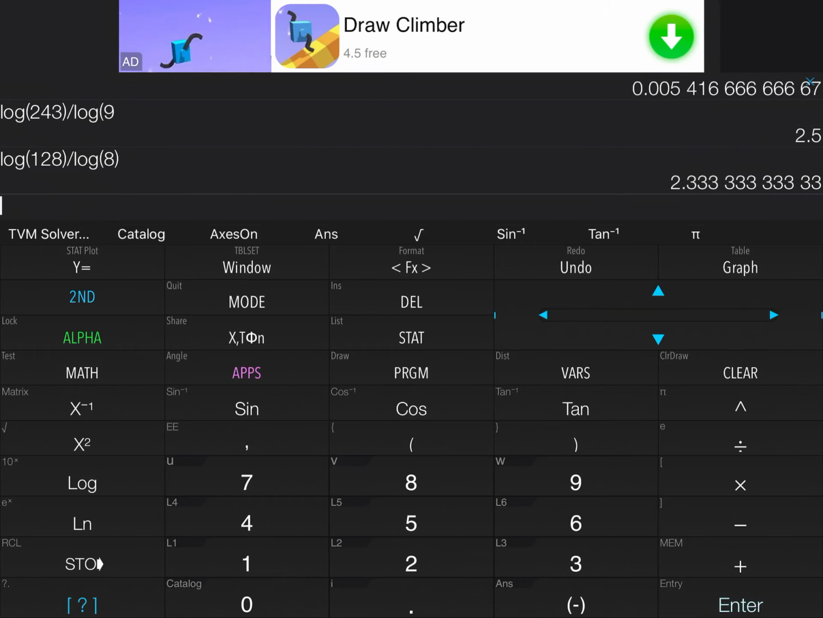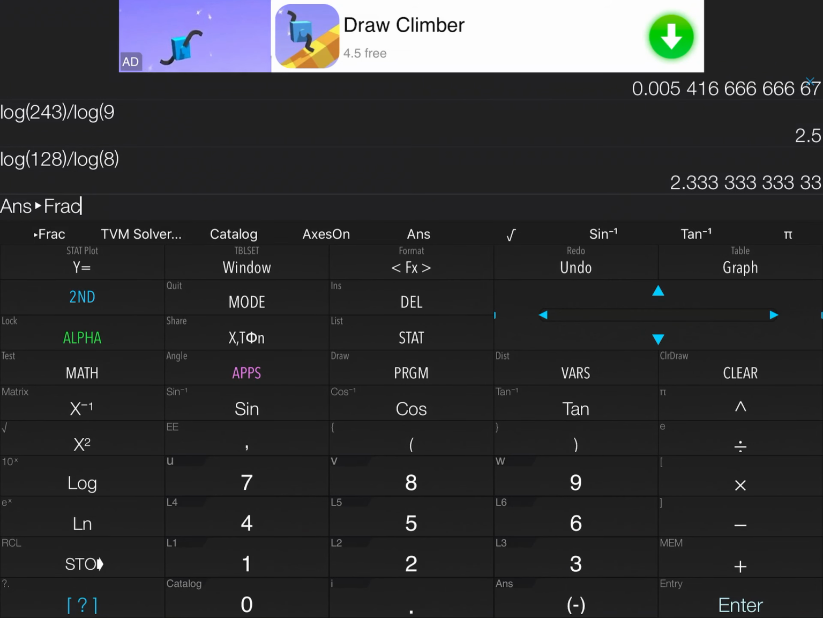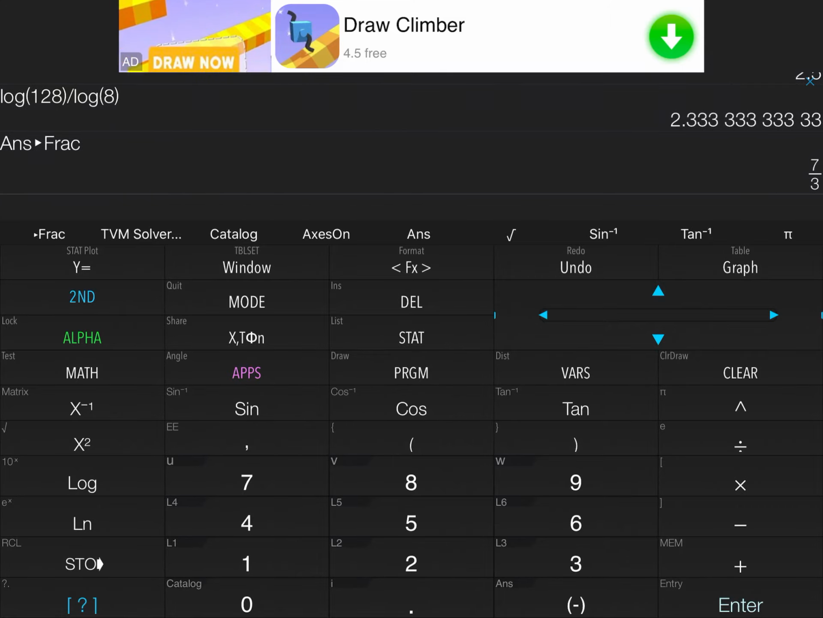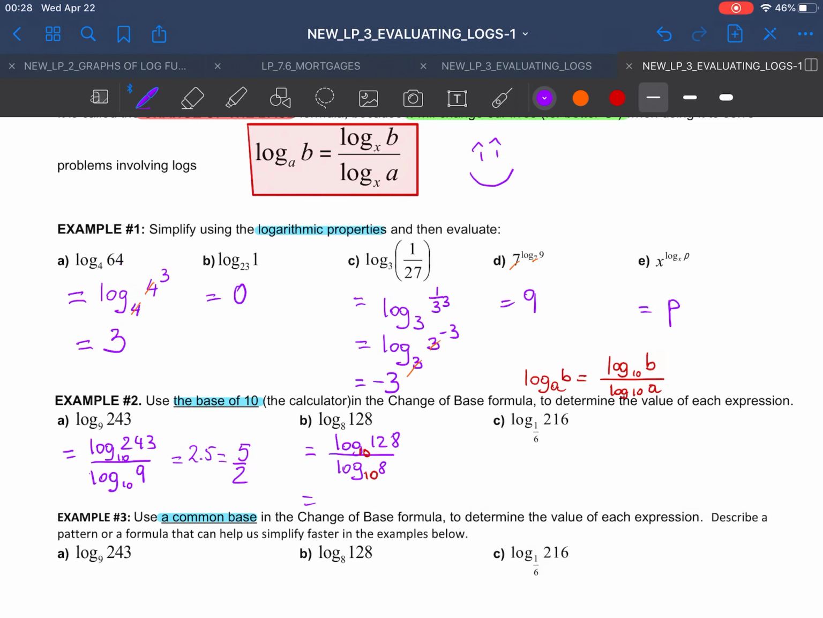And we got 2.3333. I'm going to go under math in here, and I'm going to ask it to write it in fraction form. And 7 over 3 is the answer. So we're going to say the answer is 7 over 3. The power of the calculator, isn't it?